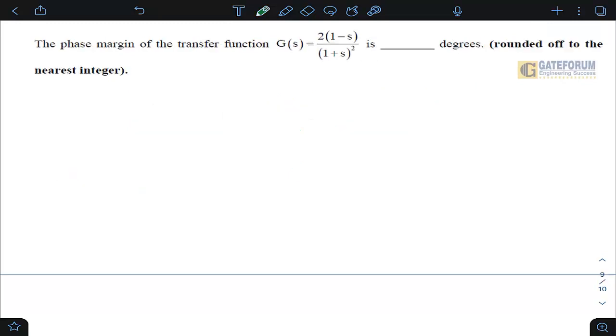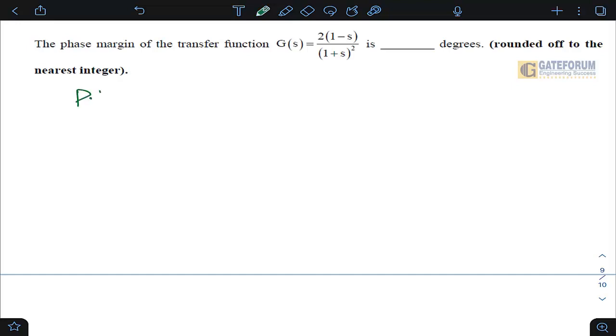This question was asked in GATE 23 of instrumentation. This is from the control systems subject and related to the frequency response topic, or related to the Nyquist plot, polar plot we can say, or even the Bode plot we can relate. The question is, the phase margin of the transfer function G of s is how much in degrees?